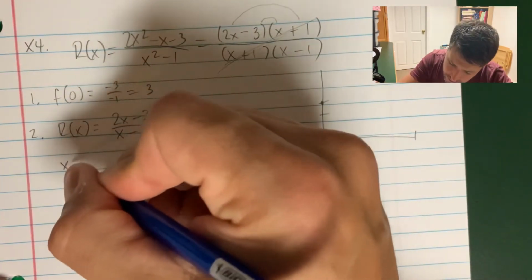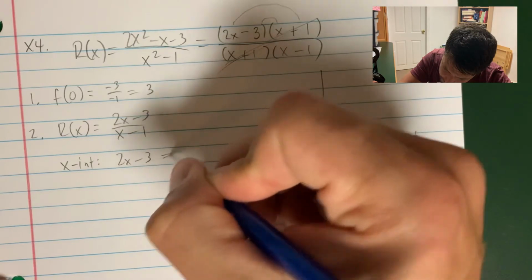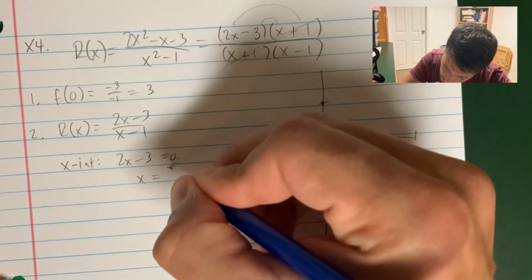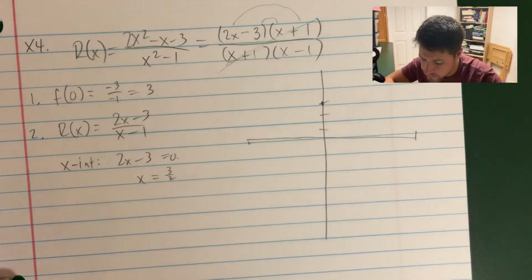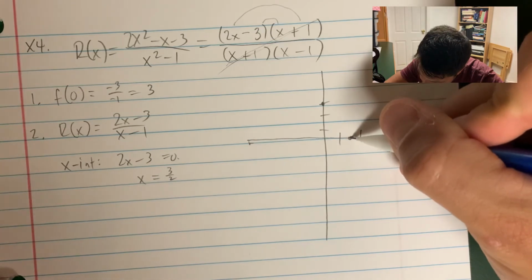It also says to find the x-intercept, so I'm going to take the top, 2x minus 3, and set it equal to 0. If I add 3 and divide by 2 on both sides, it looks like I have an x-intercept at 3/2, which is also called 1.5. So there's 1, 2, 1.5 is going to be right there.